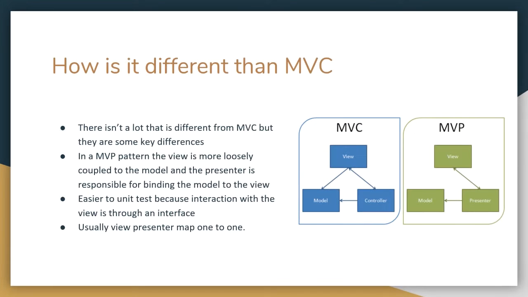So how is MVP different from MVC? To be honest, there isn't a lot that is different from MVC, but there are some key differences. In the MVP pattern, the view is more loosely coupled to the model and the presenter is responsible for binding the model to the view. It is easier to unit test because interaction with the view is through an interface. Usually, view and presenter map one-to-one.